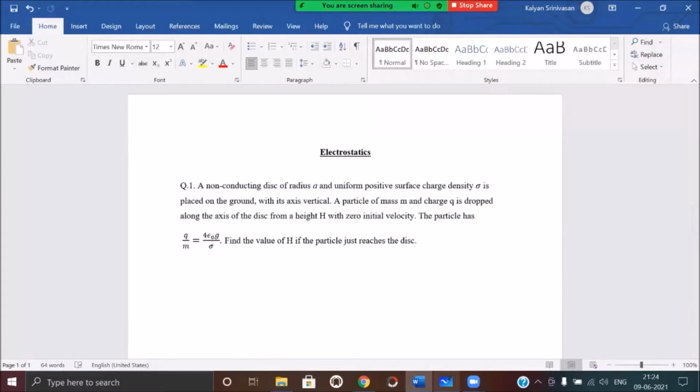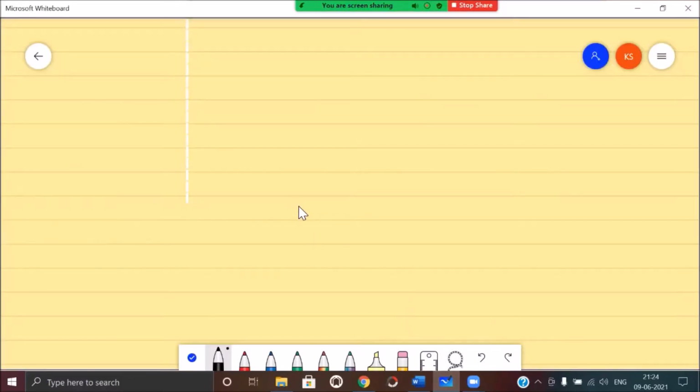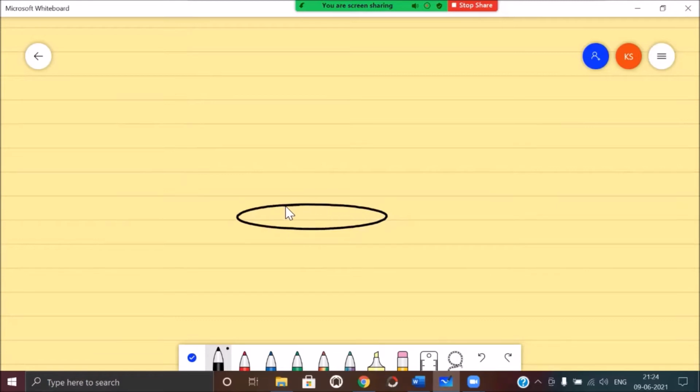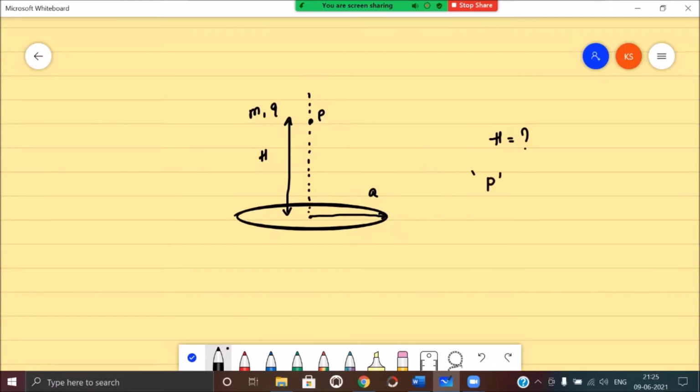So essentially in this question, what we have is a non-conducting disk, and the radius of this non-conducting disk is given as A. And a particle of mass m and charge q is dropped along the axis of this disk from a height h. So we need to find out what should this value of h be, such that this particle, let's name the particle P, just reaches the disk over here, right?